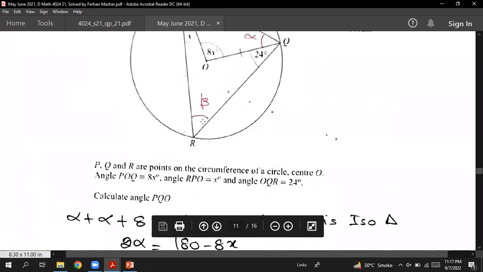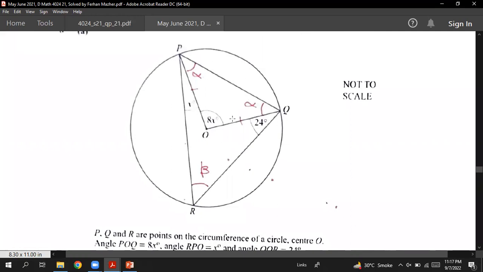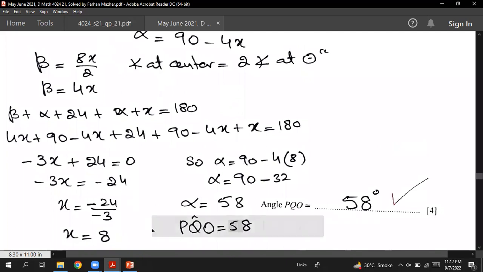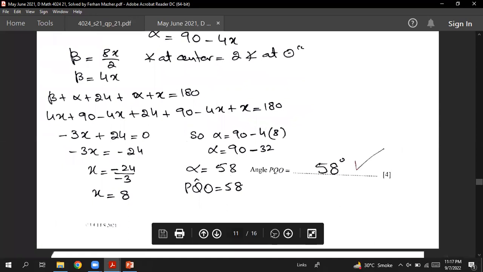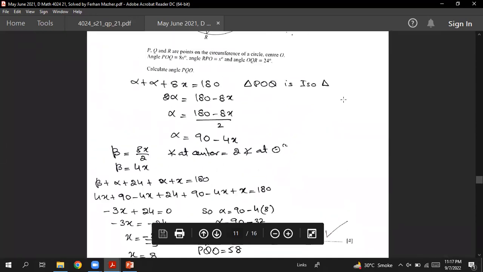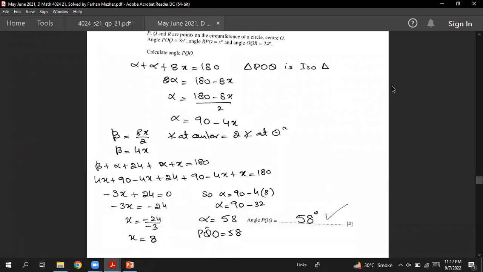So the angle PQO is how much? 58 degrees. So this is how you do this question. Let me reduce the size so you can see the whole question together. So this is the working of that question. This question is for 4 marks. Okay, so let's go to the next part.